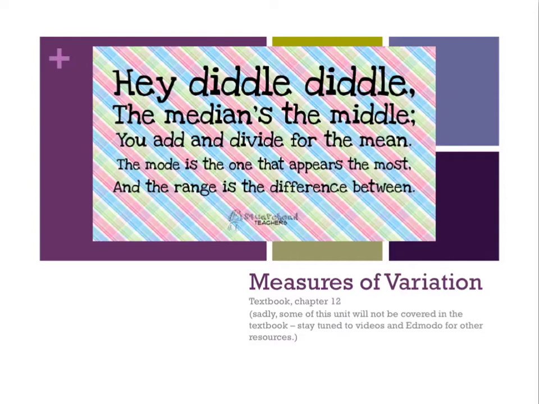So, let's start with hey diddle diddle, the median's the middle. You add and divide for the mean. The mode is the one that appears the most, and the range is the difference between. How cute. And it does give you the basic overview, but let's do a little bit more in depth with the definitions.